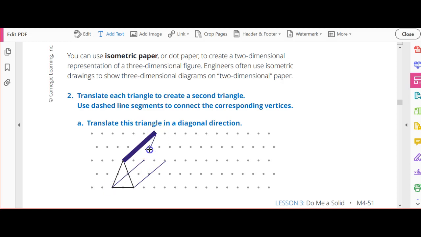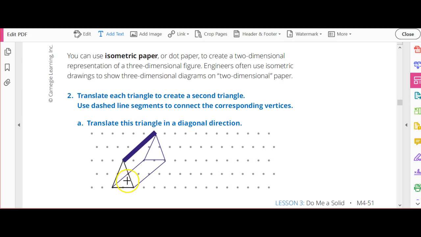So we like having this isometric paper because it sure helps us to make much better drawings or sketches of a three-dimensional solid, right? So this is going off diagonally, so what we're going to say is that this is not a 90-degree angle, therefore this is not a right triangular prism.